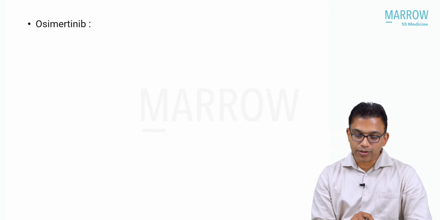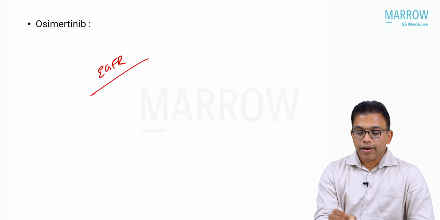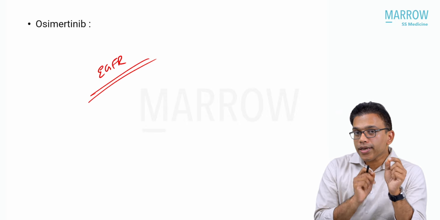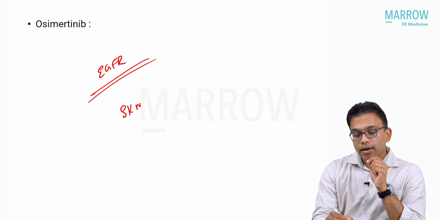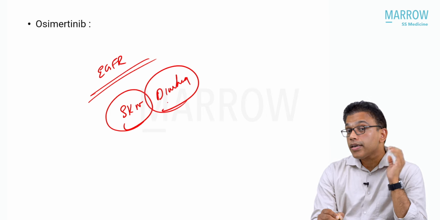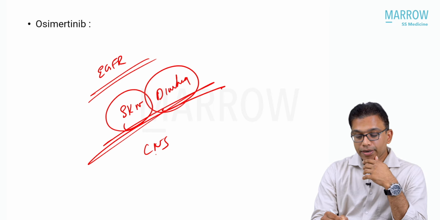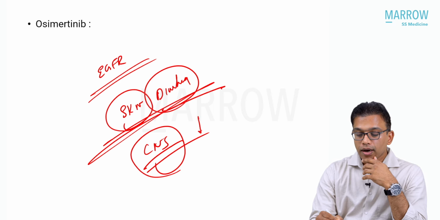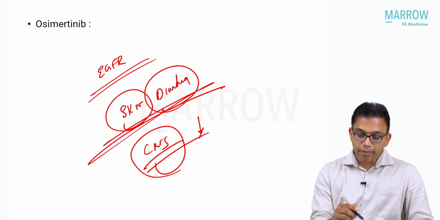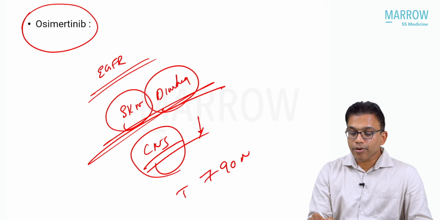One word regarding osimertinib: it's a third generation EGFR inhibitor. The advantage is that it has more specificity for the mutant EGFR. So the skin rashes, the diarrhea or other GI symptoms seen with gefitinib and erlotinib are less with osimertinib. It has better CNS penetration, and it will help to prevent CNS metastasis more. And it is active against the T790M mutation also.